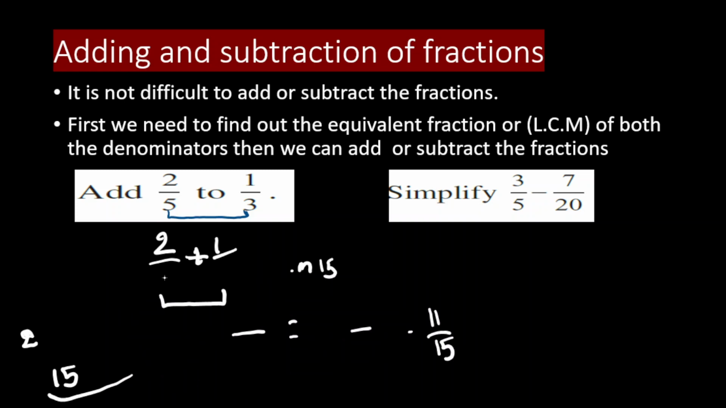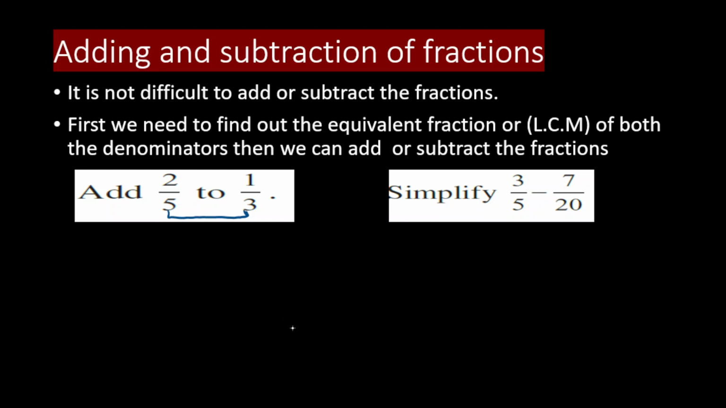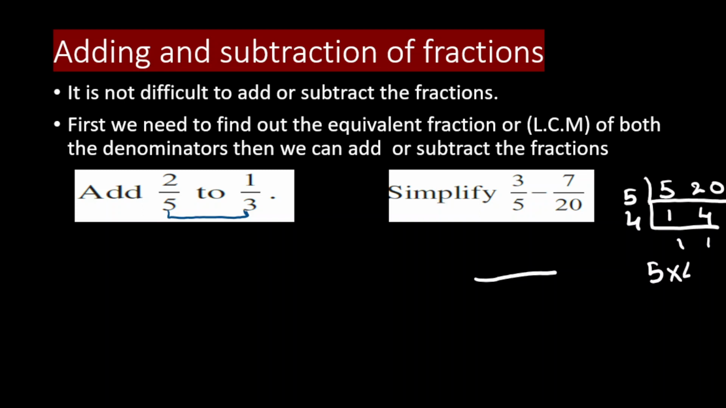next problem. Here, simplify 3 by 5 minus 7 by 20. Here we need to subtract the fractions with different denominators. Let's see. We need to equalize the denominators by taking the LCM. Here 5 and 20 have common factors other than 1 and itself. So by the factorization method we need to find the LCM. Here LCM is nothing but 5 into 4. LCM becomes 5 into 4, and that is nothing but 20. 20 is the LCM. This 5 will go 4 times in 20.